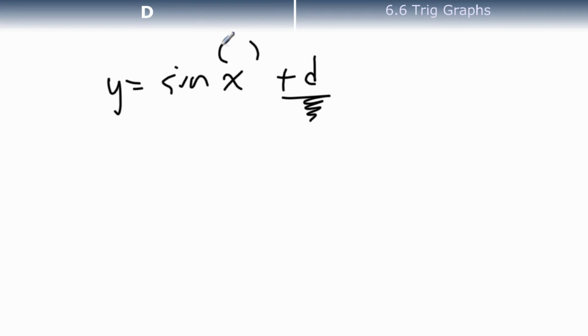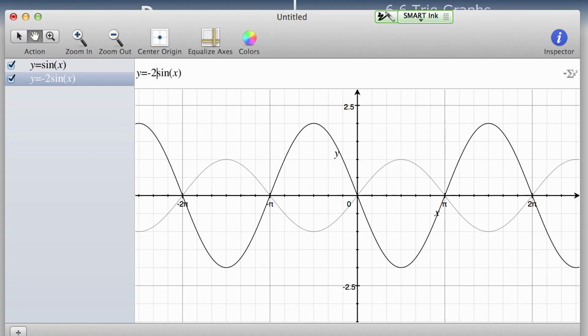Oh, D, I'm going right to the end. Okay, let's try something with D. And remember, D was this one: y equals sine, with a bunch of other letters, x plus d. It's the one at the end, sort of on its own. So it's not in brackets, that would be a C guy in here. It's the one outside right at the end. Okay, let's go back to our graph and play with some of those. Okay, so I had a minus 2 there.